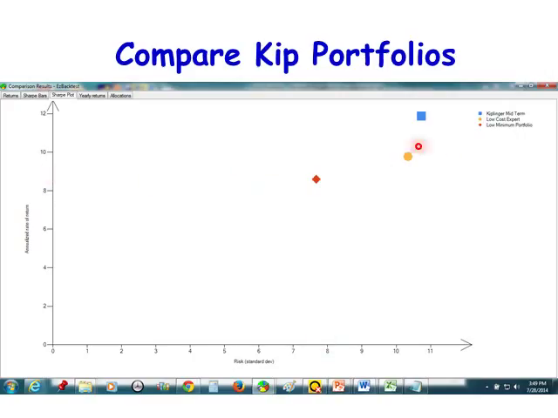And this one, compared to the Kiplinger midterm portfolio, this low-cost expert portfolio is not as good. This one is actually a decent portfolio, considering it's less than 8% standard deviation and better than 8% return. And two funds. Let's continue.